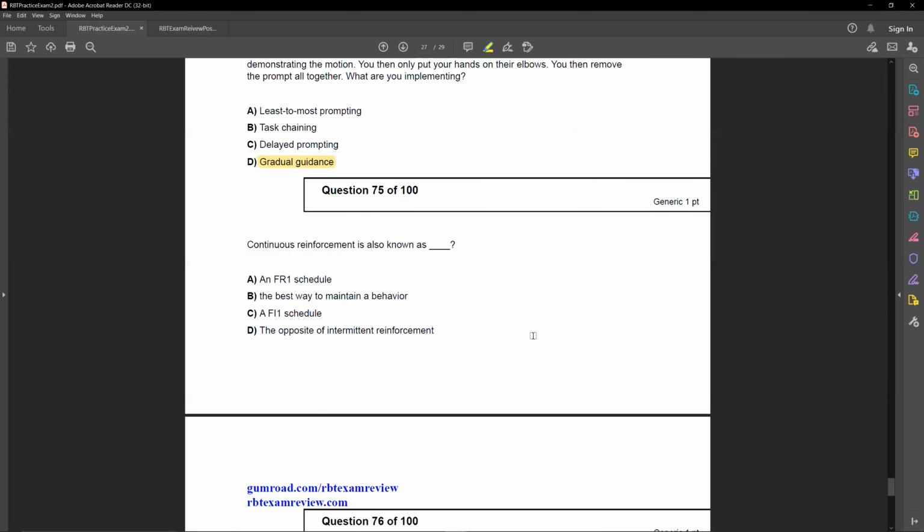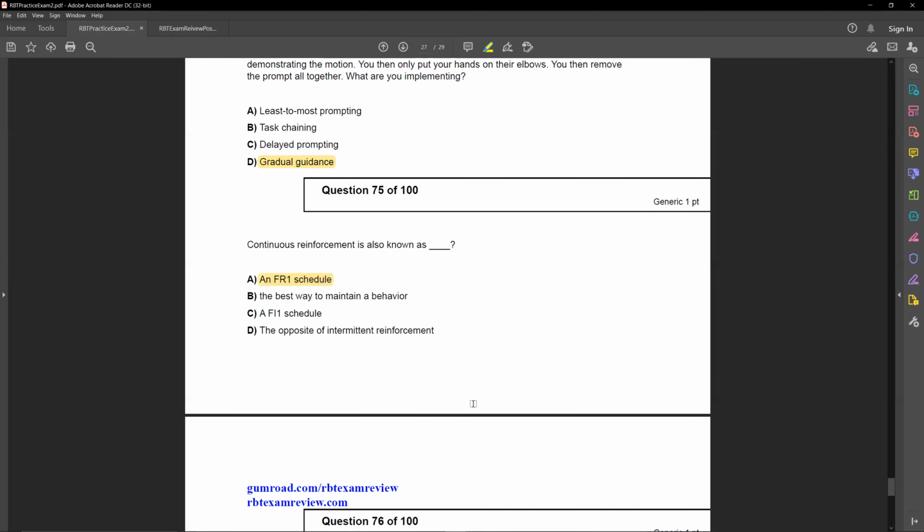75, continuous reinforcement is also known as blank. So this is an easy question, but the answer choices are tricky, okay? So immediately, A should jump out at you as the right answer, okay? You should know that continuous reinforcement is FR1, right? Every response is reinforced on a continuous schedule, okay? That is the definition of continuous reinforcement. So that should automatically jump out at you. This should be a very simple question that you answer very quickly.